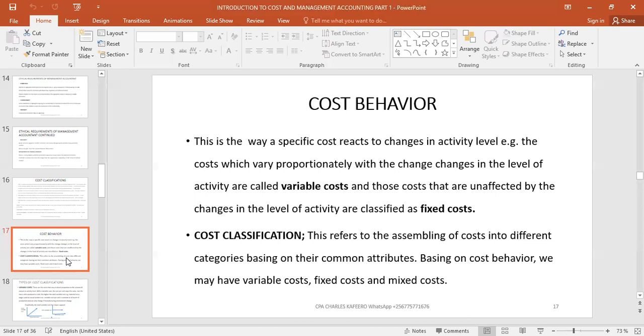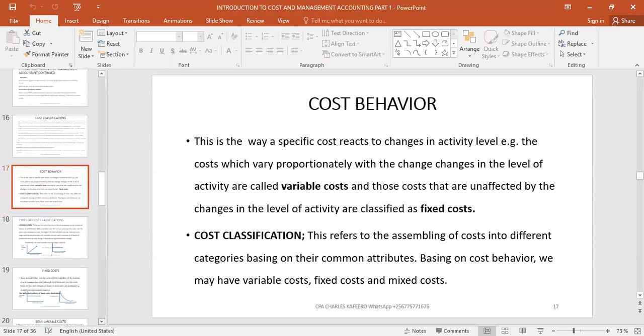So we can classify costs according to the behavior, as I've said, how costs react to changes in activity level in terms of the variable cost, fixed cost, and the mixed costs. Of course, the mixed costs have a fixed component and a variable component in them, as we shall see in the next videos. So cost classification, assembling costs into different categories based on their common attributes or characteristics.